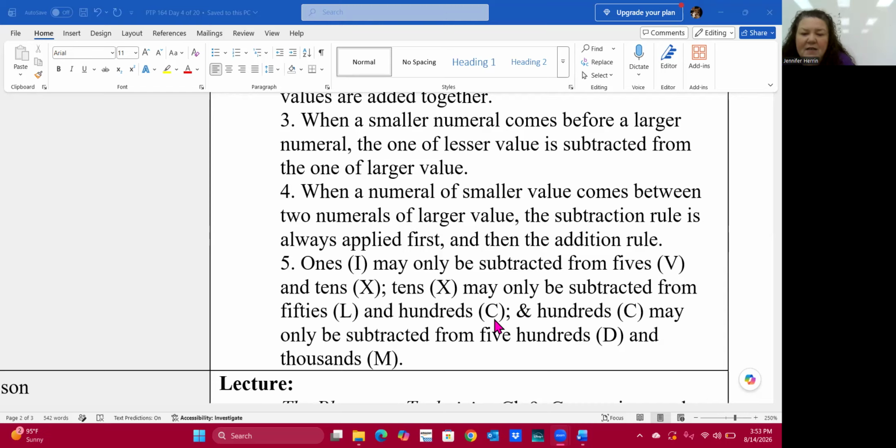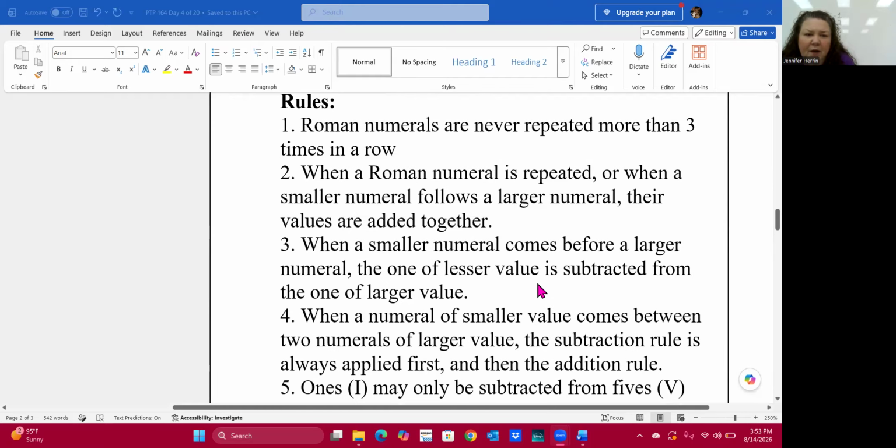So again, your 10s may only be subtracted from those 50s and from the hundreds, and the hundreds may only be subtracted from the 500s and from the thousands. So if you can keep these Roman numeral rules in mind as you get ready to work with your Roman numerals, it should greatly help you out.